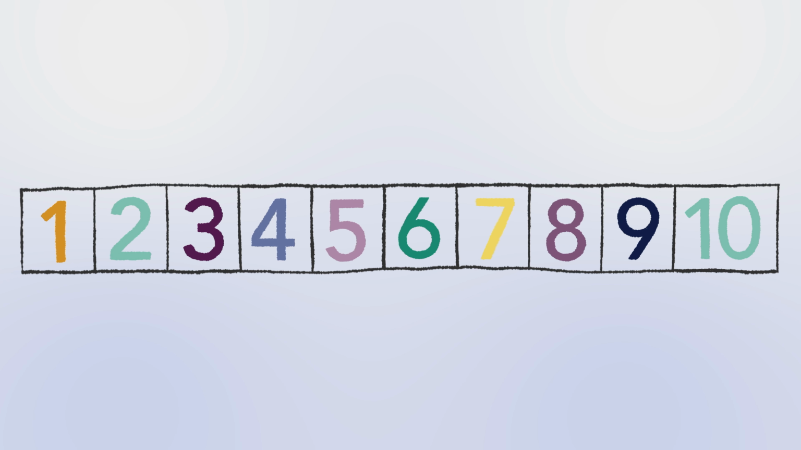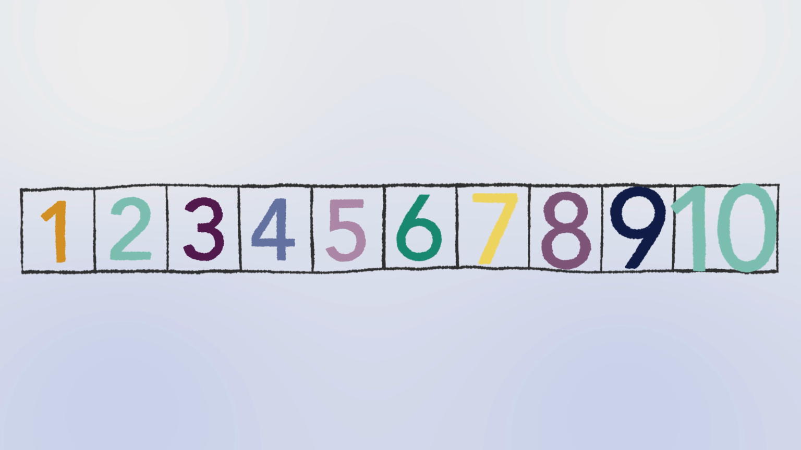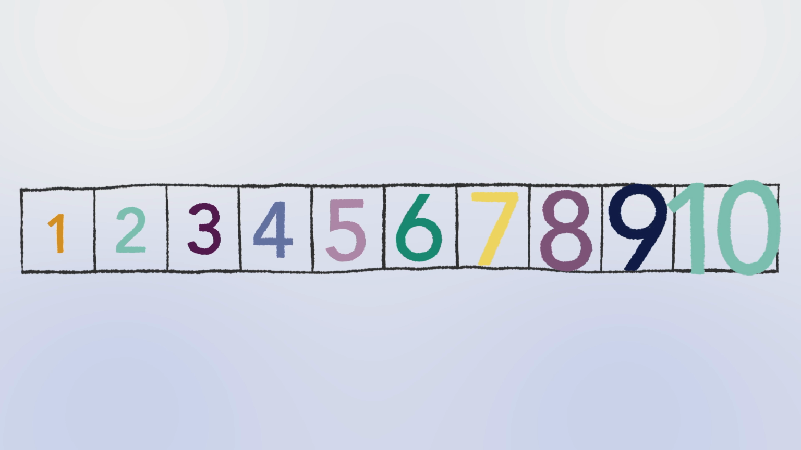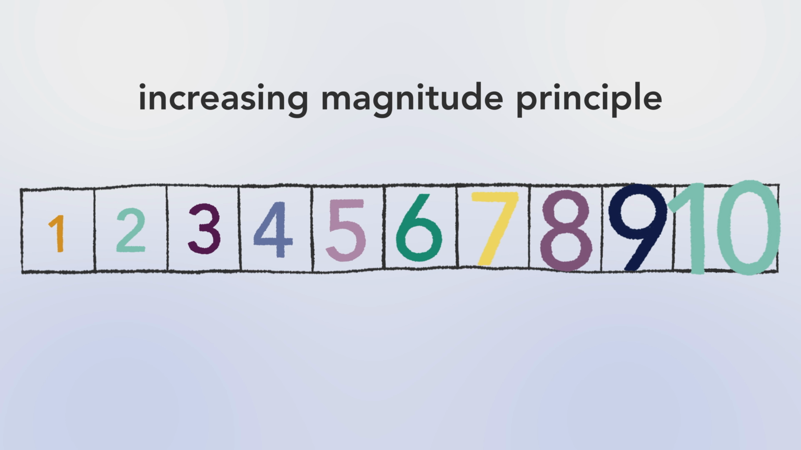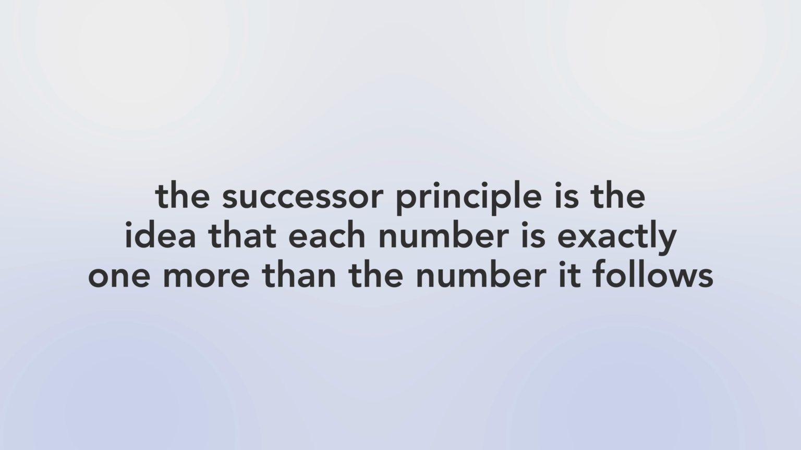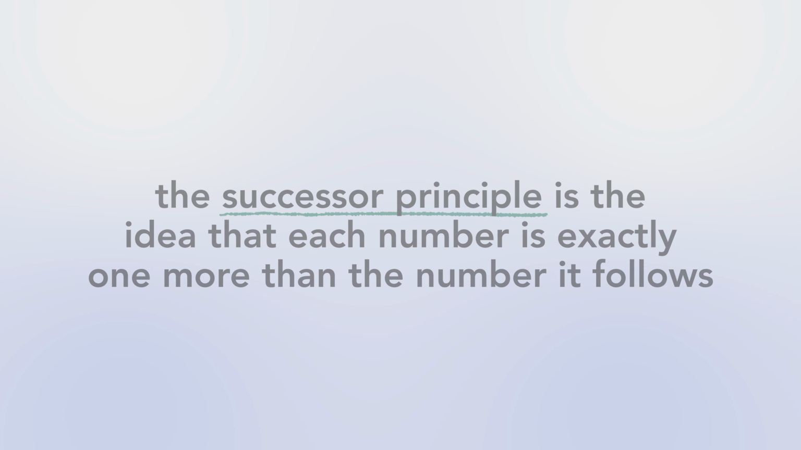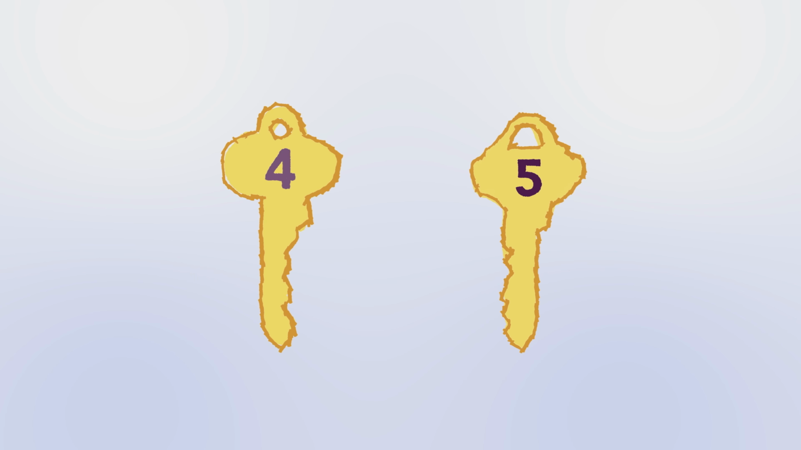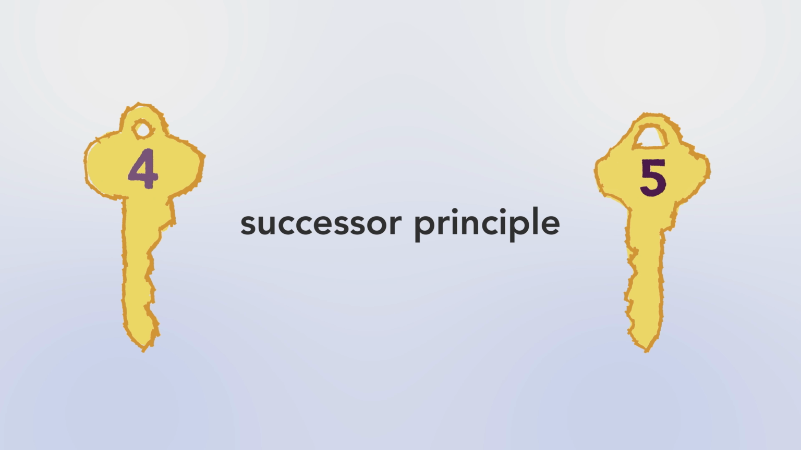Once children are familiar with the idea that later numbers are larger and earlier numbers are smaller, the increasing magnitude principle, it's useful to help them develop the more precise idea that each number is exactly one more than the number it follows. This idea is called the successor principle, and it's a central piece of what makes our number system work. The fourth and fifth key instructional practices focus on the successor principle and build on each other.